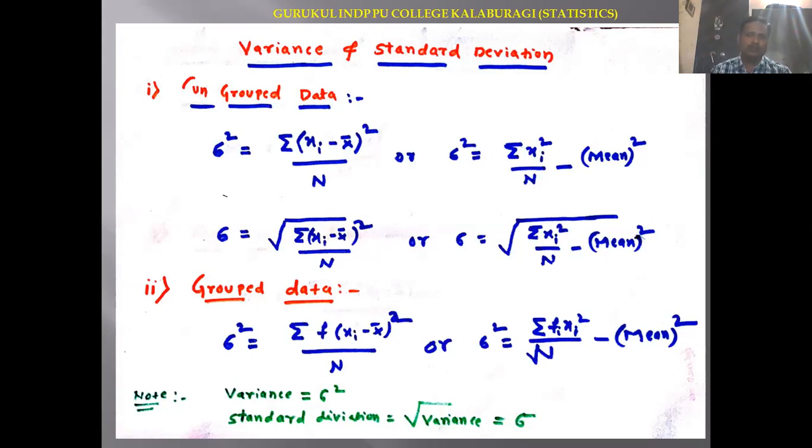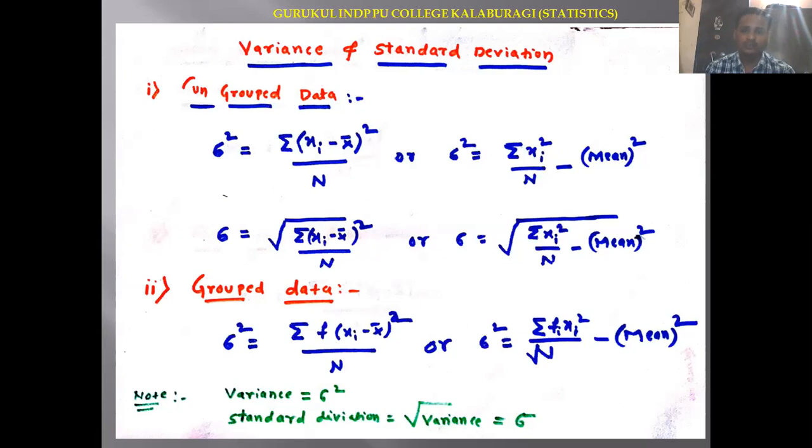So next, coming to grouped data where frequency is present, the formula remains the same. We only multiply the frequency into the earlier formula, that is, rho square equals summation of f into (xi minus x bar) whole square divided by n, or another formula we can also use, that is, rho square equals summation of fi xi square divided by n minus mean whole square.